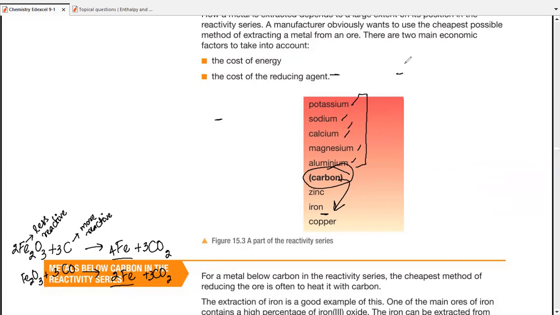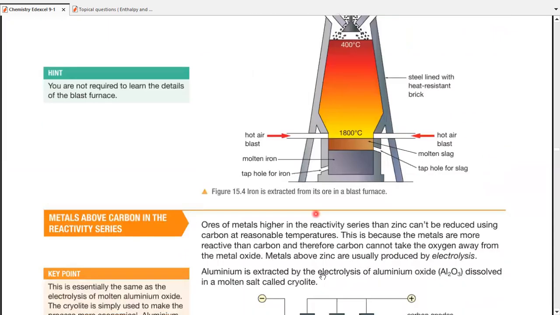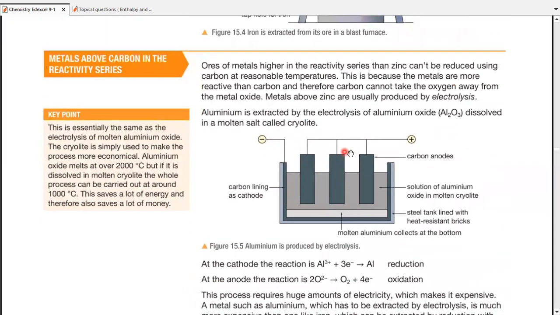So we are going to go with a different method, and that method is electrolysis. Aluminum is extracted by electrolysis. Again, we take the oxide just like we did with iron, that is aluminum oxide, Al2O3, and we take it in a molten form and dissolve it in another salt called cryolite.